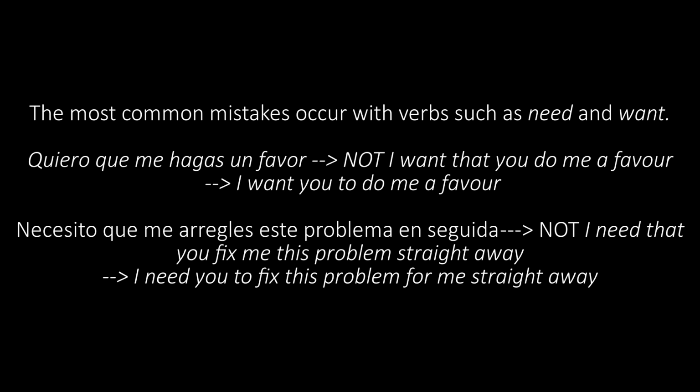Okay, so the example is: quiero que me hagas un favor. All right. So the incorrect translation for quiero que me hagas un favor would be I want that you do me a favor. Okay, I hear that all the time. I want that you do me a favor. It's quite a literal translation. But the correct structure is I want you, object, to do, infinitive, me a favor. I want you to do me a favor. So you can see it's different from I want that you do me a favor.